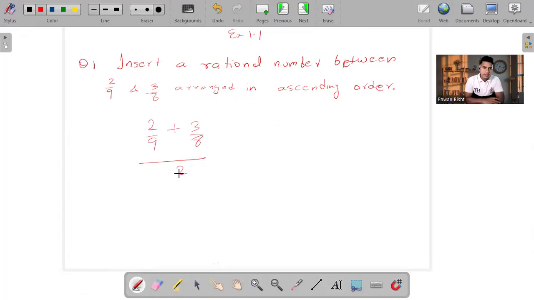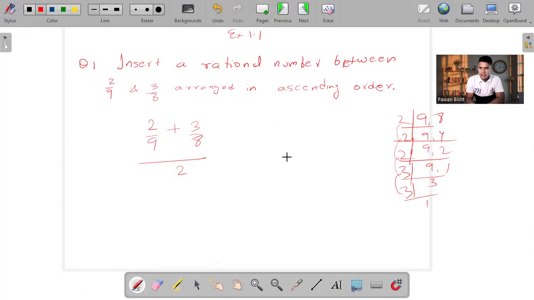Now for CBSE and ICSE students, since a calculator is not allowed, you have to find the LCM of 9 and 8. So the LCM of 9 and 8, if you find it like this: 2 times 9, 2 times 4, 8, then 2 times 2, then 2 times 1, then 3 times 3, 3 times 1. 3 times 3, 9 times 2, 18 times 2, 36 times 2, 72.